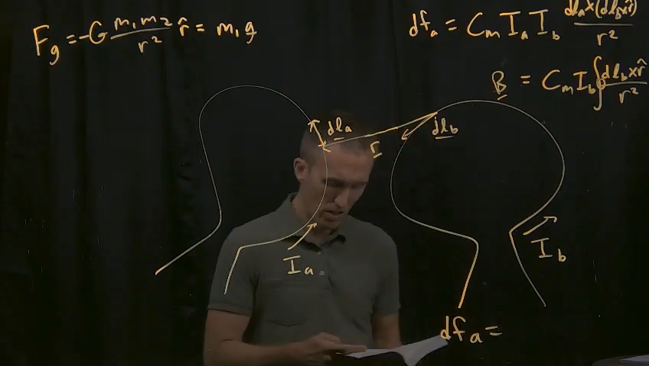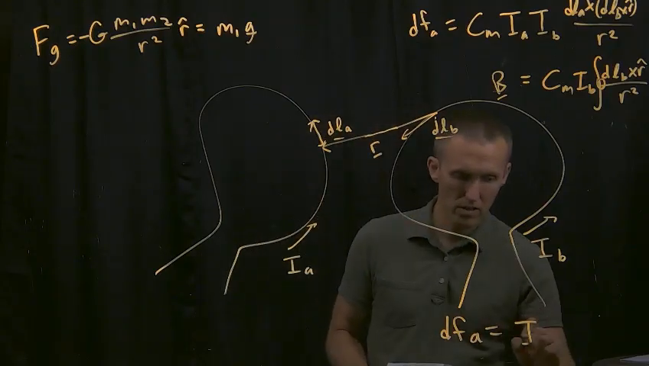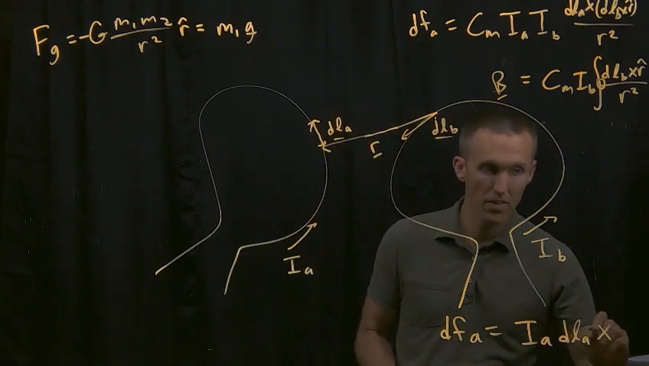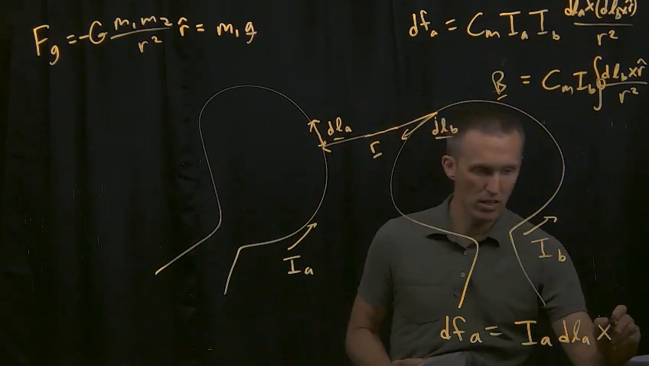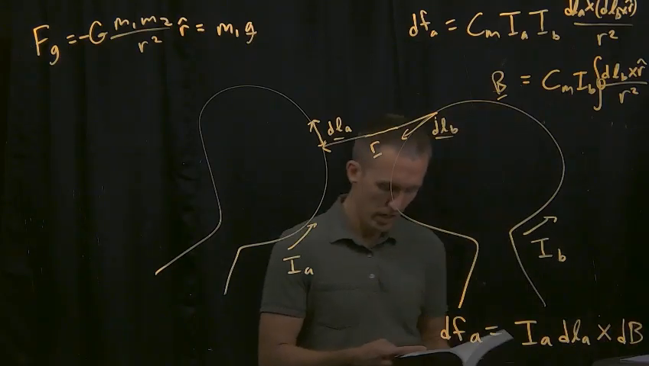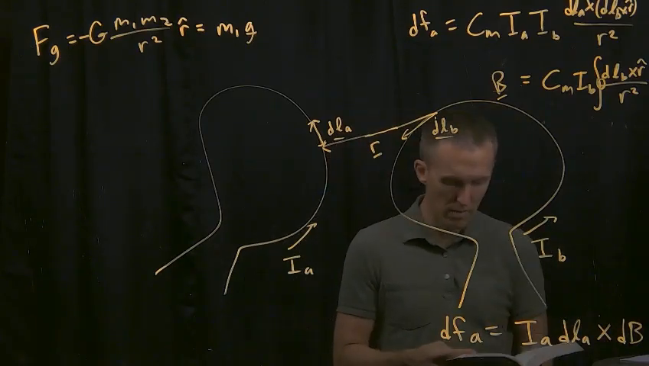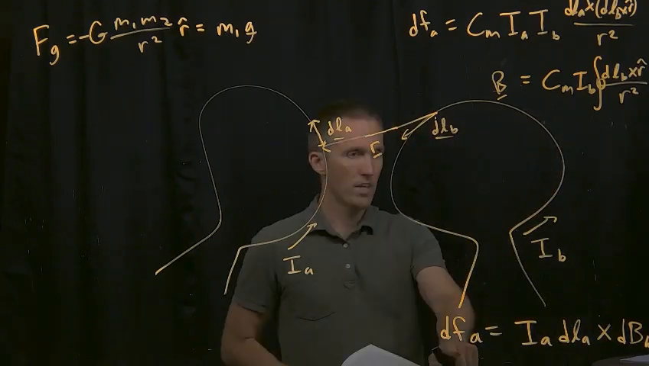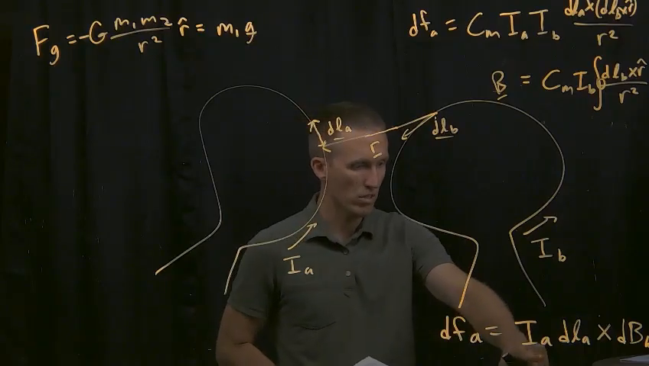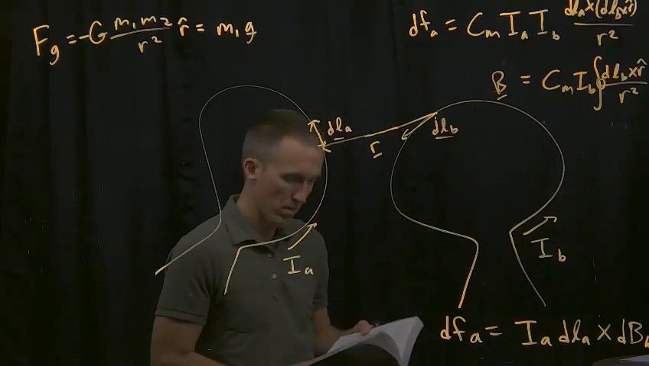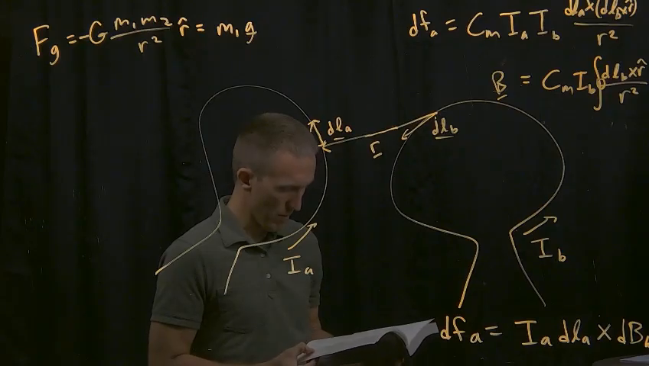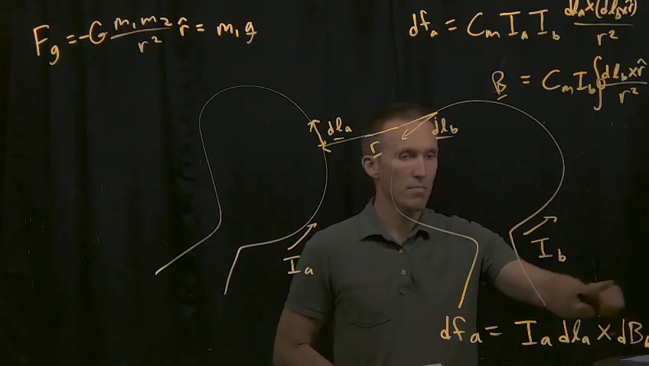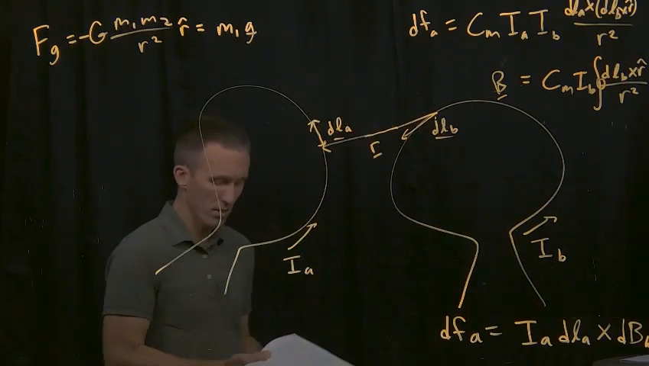dFA is going to equal, we got our current A, and then we need to have our dLA. And then that's going to be cross, you see that cross there, our dB terms. Yes, dB. And of course, this is going to be dB of the B current loop. The increment in the magnetic force is going to be equal to the current times that little increment of, what do we call this, little wire increment, small element of the wire, cross the magnetic field coming from loop B.